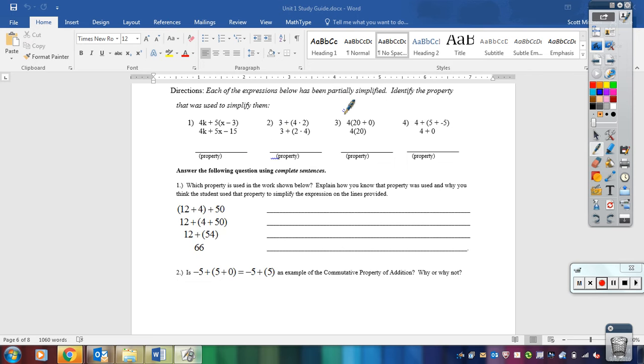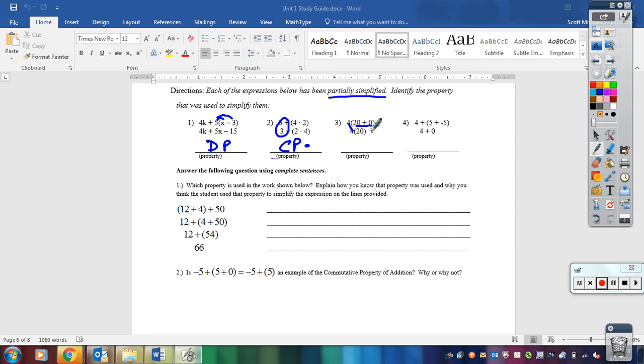On each of the expressions, it has been partially simplified. What's the property? Looks to me like 5 got distributed. That's the distributive property. Here, 3 stays the same. It's really important to figure out what changed. 4 and 2 switched. That's the commutative property of multiplication.